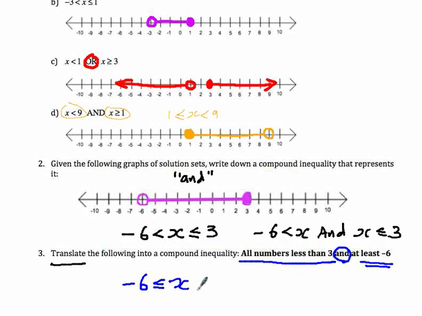I'll use the variable x, and we want and, which is why I'm writing a combined inequality in the form that I am, and we want the numbers to be less than 3. 3 is not included in the solution set, and this is our translation of the phrase all numbers less than 3 and at least -6.